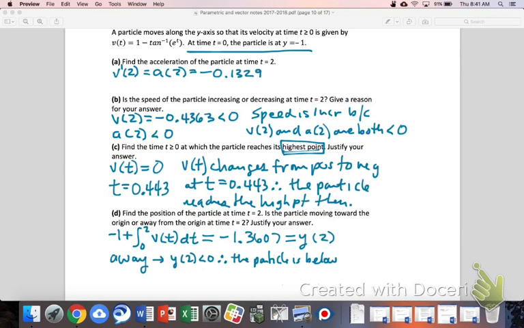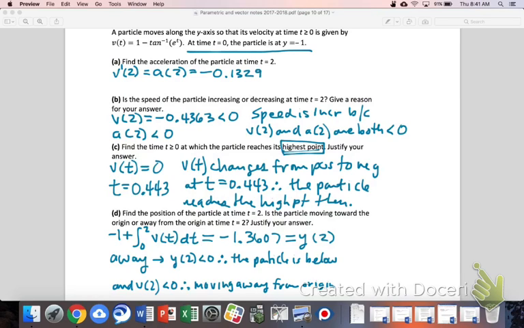And what's the other thing? What do we have to compare that to? Velocity. Yeah, v of 2 is also negative. Therefore, let's say the particle is below the origin, and v of 2 is negative. I guess I could clean it up by just saying, therefore, moving away from the origin.